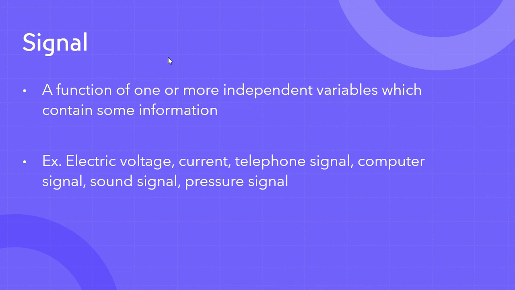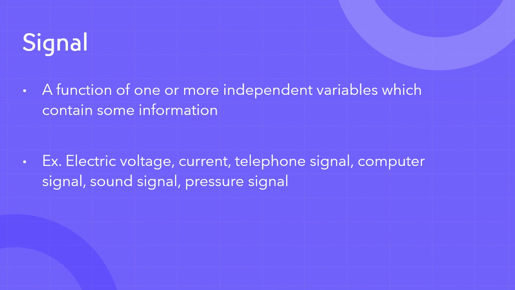For example, any type of voltage, electric current, radio signals, telephonic signals, computer signals, all these things are examples of signals. Signals like electric voltage, current, radio signal, TV signal, and telephone signals are mostly called electric signals. But the signals which do not contain electricity, like pressure signals or sound signals, are called non-electrical signals.